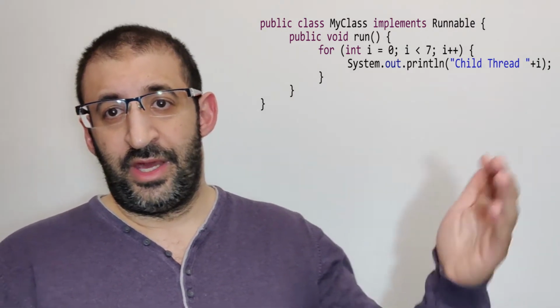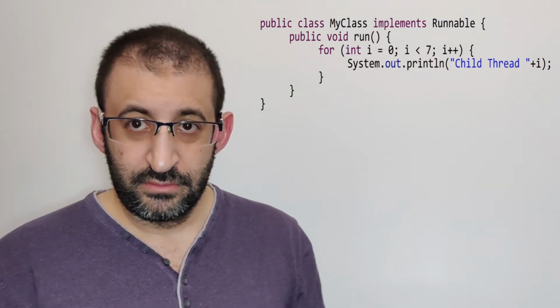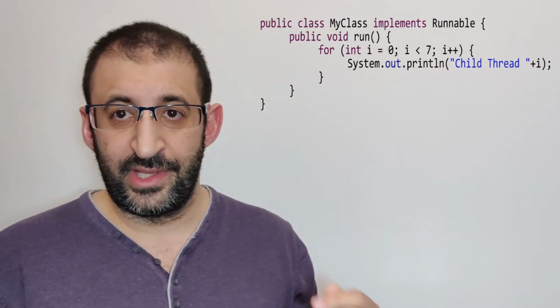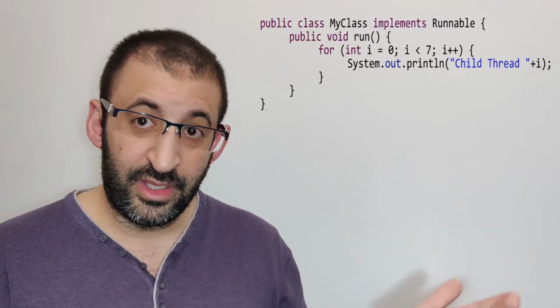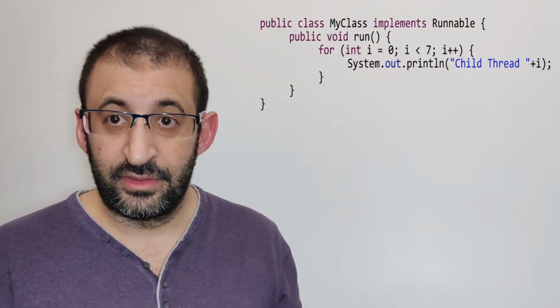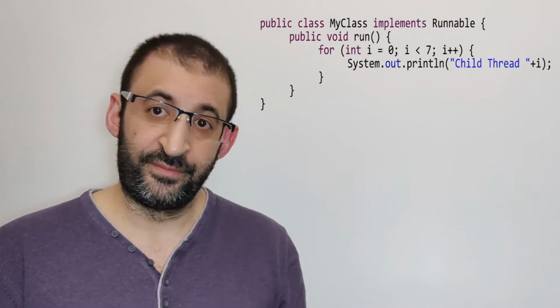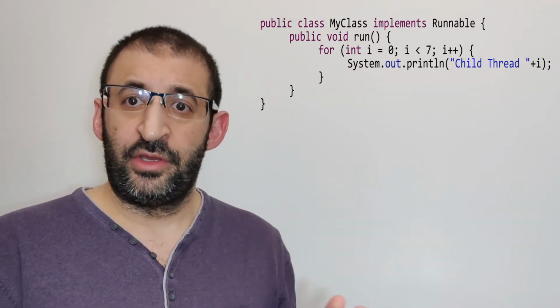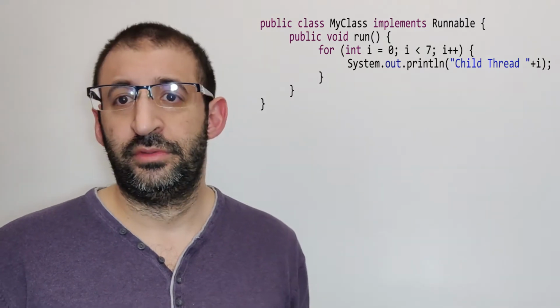And after this, what will I do? In this class, I must implement the method run. Okay? That's the one abstract method in the Runnable interface. I must define this method. So in the run method, I will just make a for loop.